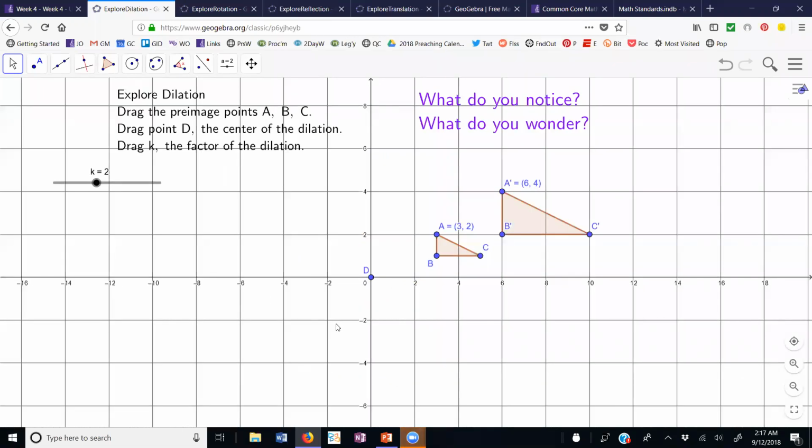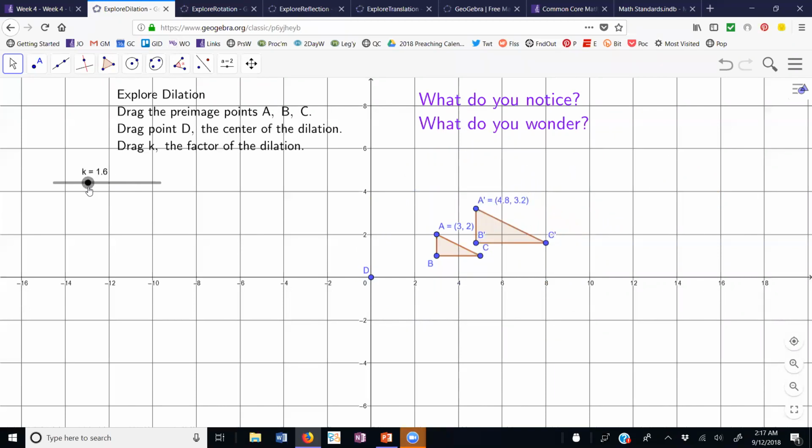Now we have the dilation. For a dilation, we need to have a center point. And this is the center of my dilation. It is oftentimes the origin, but it would not have to be the origin. We also have a scale factor. The scale factor is going to be changing the size. So this is not a distance preserving mapping.